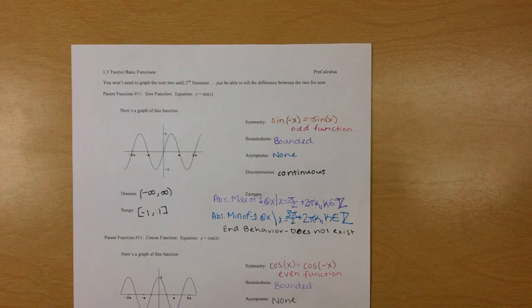The function has an absolute maximum of 1 at x such that x equals pi over 2 plus 2 pi k, where k is an integer. The absolute minimum of -1 at x such that x equals 3 pi over 2 plus 2 pi k, where k is an integer. For the end behavior, the limits do not exist. Also, the increasing and decreasing of this function oscillates between -1 and 1.